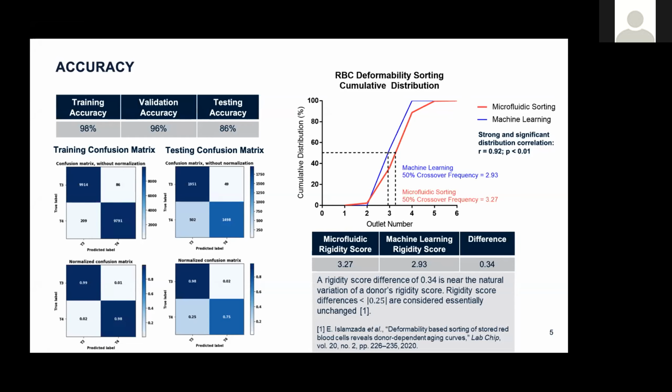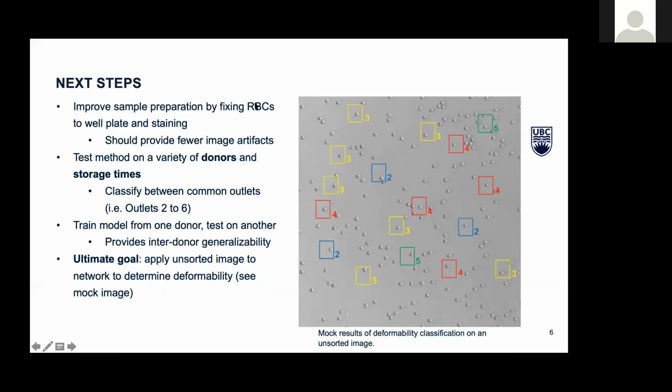Next, I will discuss future directions. I aim to improve this method by improving the sample preparation by fixing red blood cells and staining them prior to imaging, and this will provide fewer image artifacts. I want to test the method on a variety of donors and storage times to classify between common outlets, such as outlets 2 to 6. I look to train the model on one donor and test on another to provide inter-donor generalizability. And the ultimate goal here is to create a machine learning pipeline that takes an unsorted image, possibly from a blood smear, to determine any donor's deformability profile with an anticipated image result of this method shown to the right.